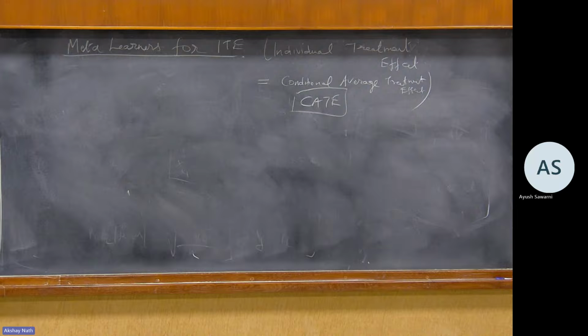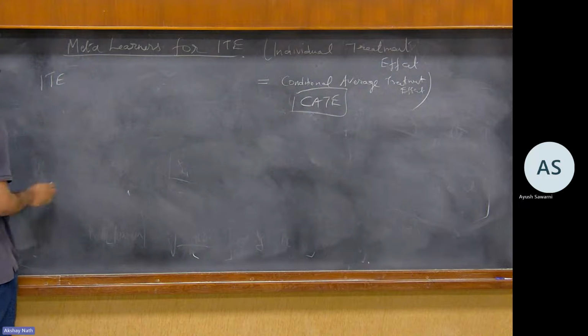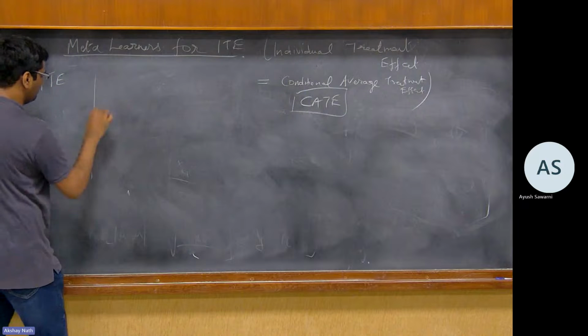We'll go to representation learning for ITE. Then we get into neural nets and the modern world. So still it's in conventional statistics. Okay. So what is individual treatment effect? Right. So let's go back to the table.